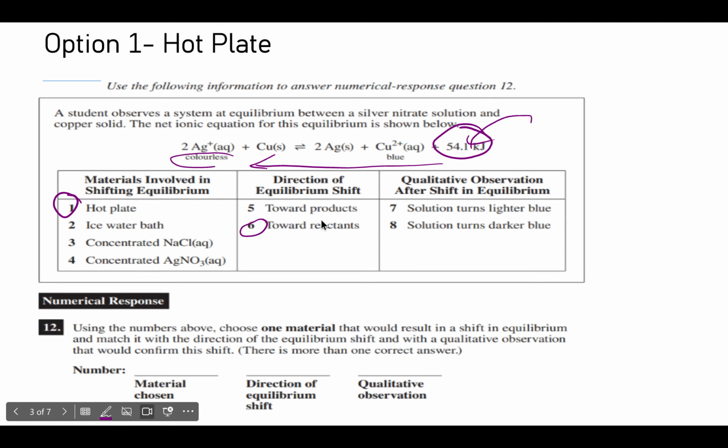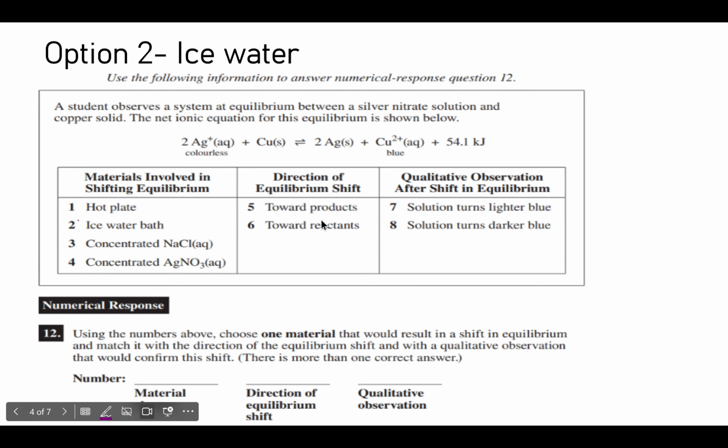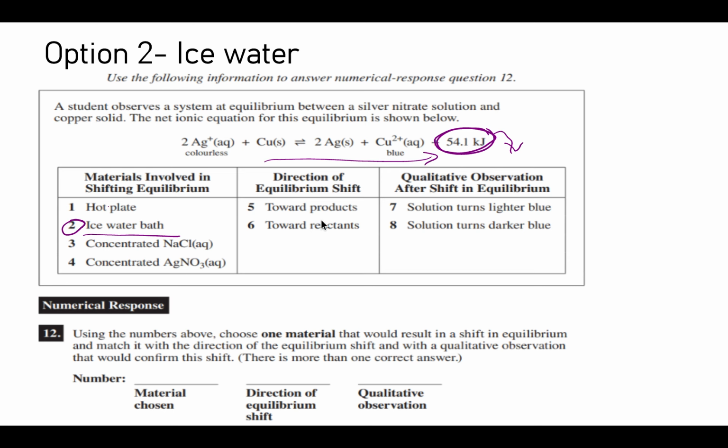And then noticing the colors here, it would become lighter because it's getting to the clear side and away from the blue side. So our first possibility is 1, 6, 7. So now let's take a look if you chose number 2. So number 2, instead of heating the system, you're cooling it down. So here's our energy again. If I'm not adding in, I am taking away. And if I'm taking away, I want to shift towards to replace it. So my shift would be towards the products, and if I'm shifting on the product side, I will be a darker blue color. So this one was 2, 5, and 8.